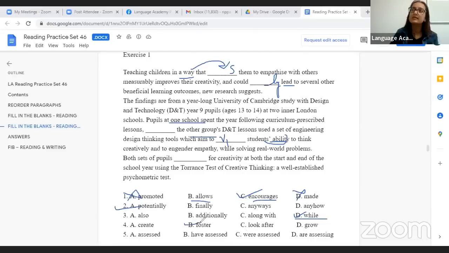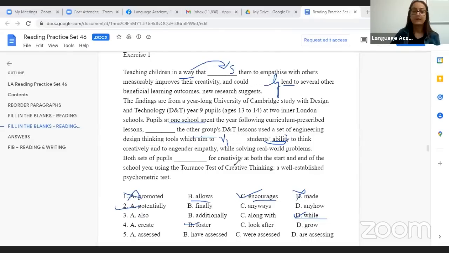Foster basically means develops, encourages, promotes. Promotes is the right word, which promotes the ability. We don't create or grow. Ability is not a plant, and ability is not a drawing that we can create, but definitely we can promote it. And to engender empathy while solving real world problems, both sets of pupils dash for creativity at both the start and end of the school year.